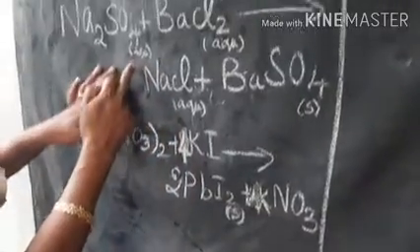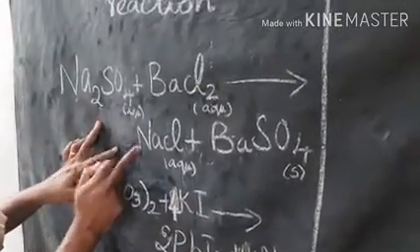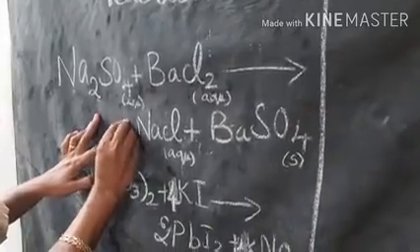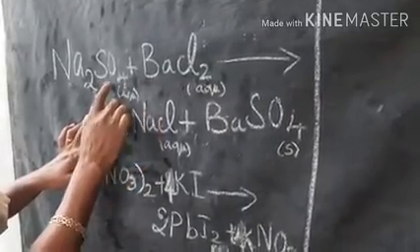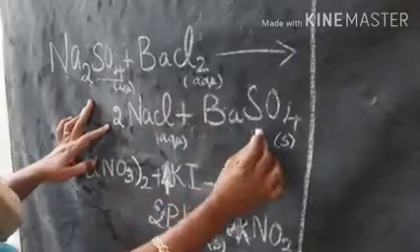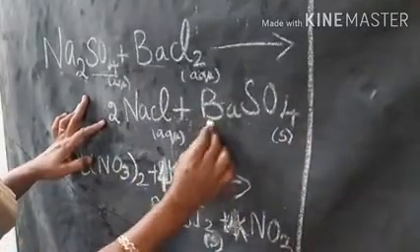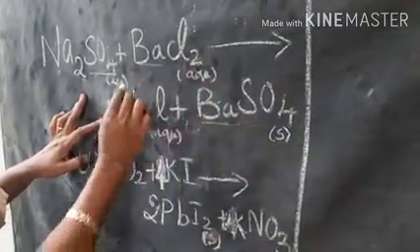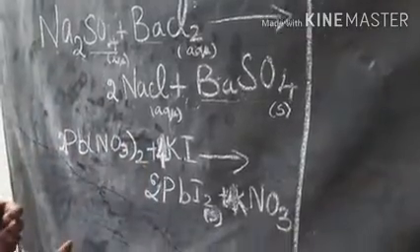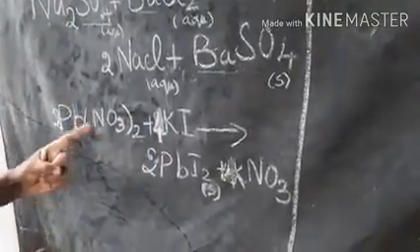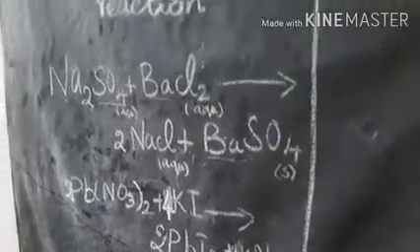And look at this equation. Sodium is 2 but here sodium is 1. So I am putting 2 here. Sulfate together 1. Barium 1, barium 1. Chlorine 2, chlorine 2. Now the equation is balanced. Okay, these are the two examples for double displacement reaction.